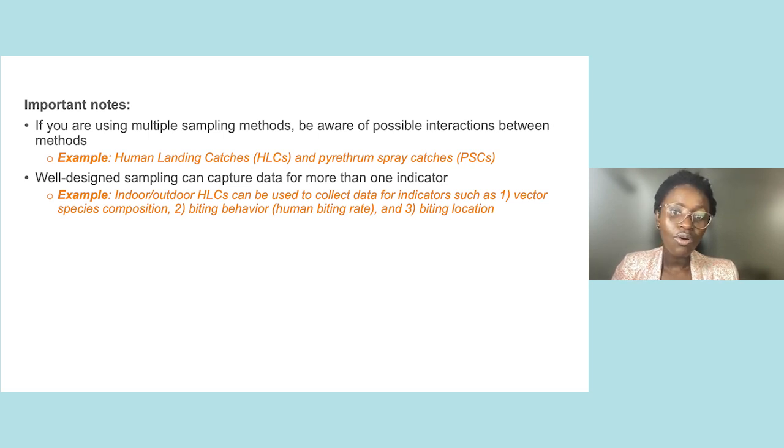In addition, always try to optimize your sampling plan. Well-designed sampling can capture data from more than one indicator. For example, indoor and outdoor HLCs can generate data to determine species composition, biting behavior, and biting location.